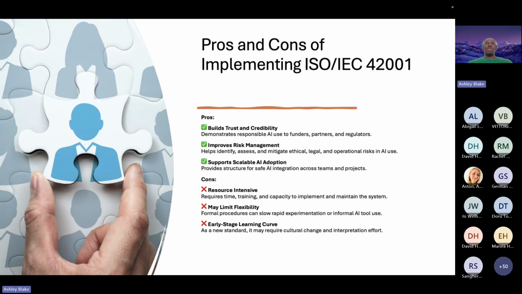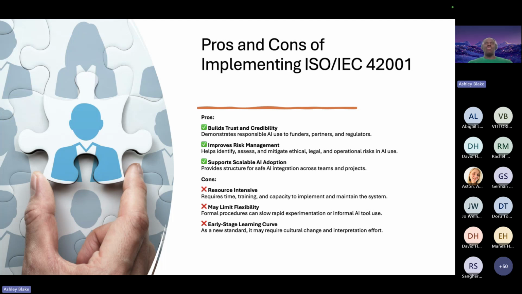So if you just think about it, maybe you would need an AI policy manager who would be making sure the AI system you're using is working effectively. You would need to upskill your staff in using AI or whatever system you choose, which is Copilot in this instance. And then you're also going to limit flexibility. You're going to have formal procedures that can slow down rapid exploration or informal AI tool use.